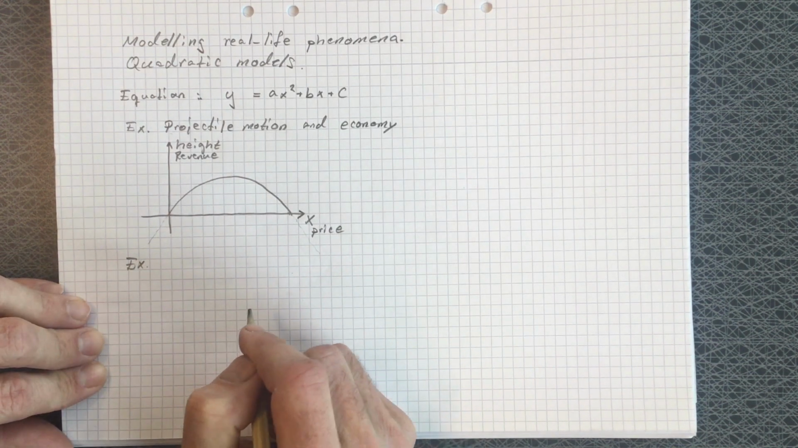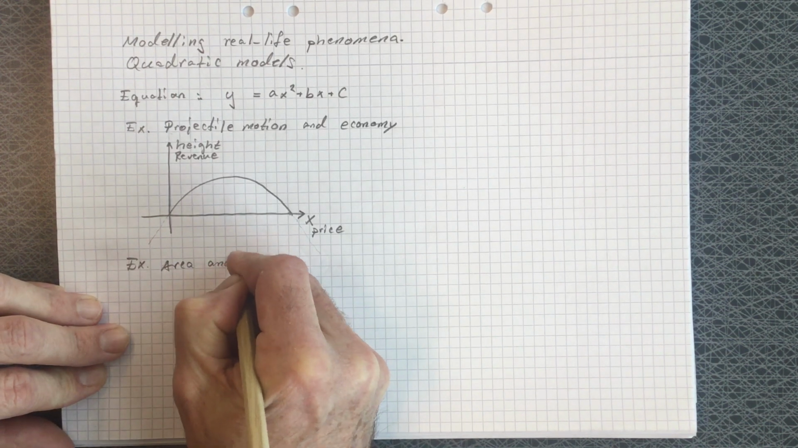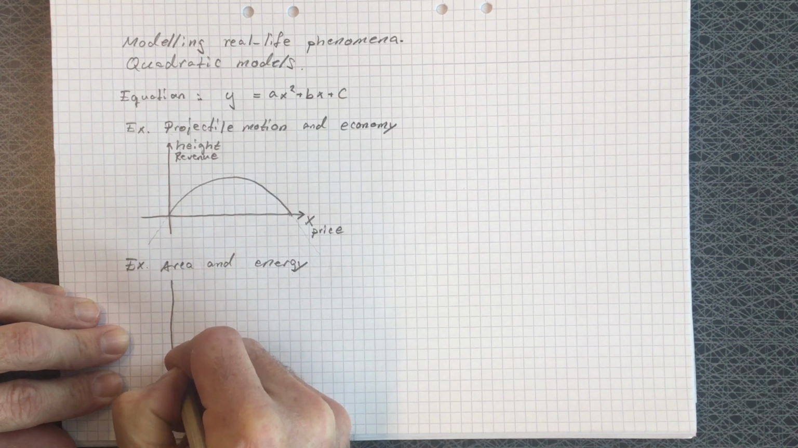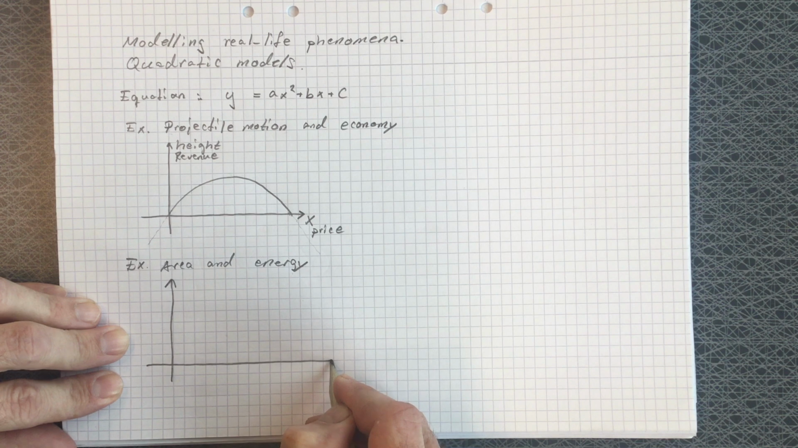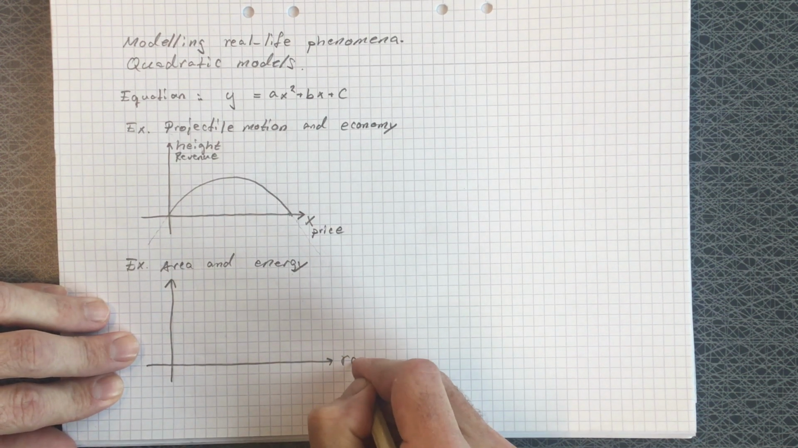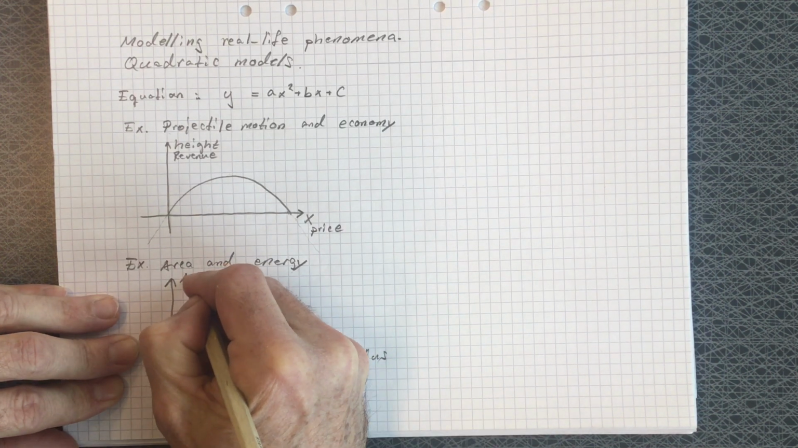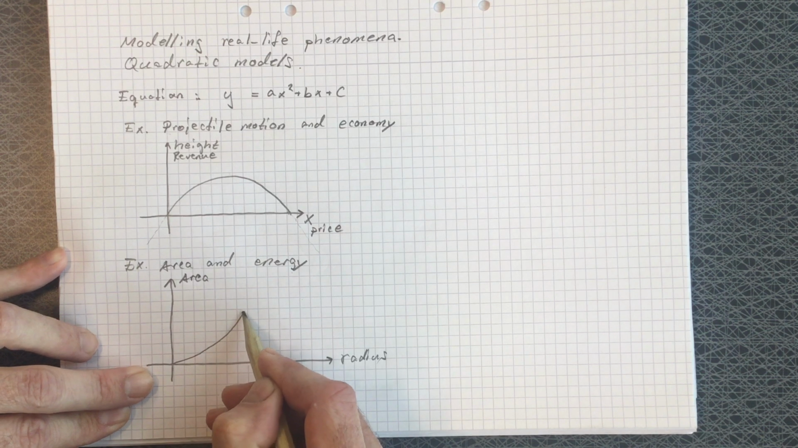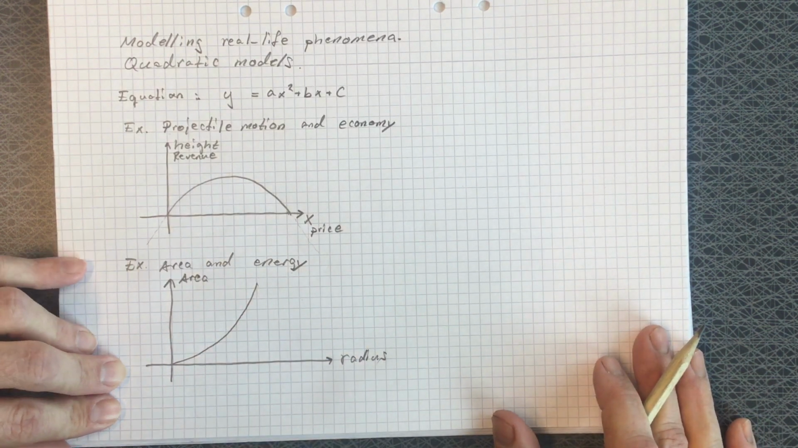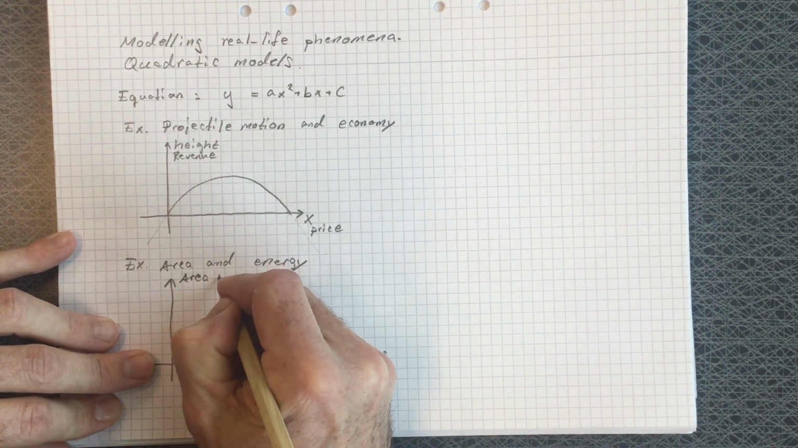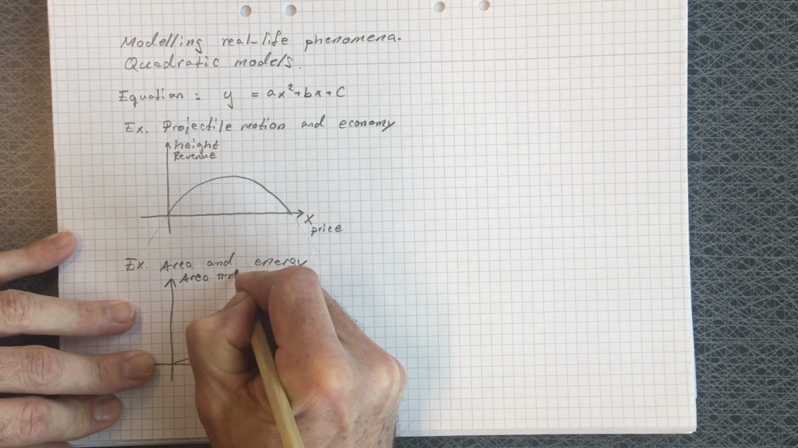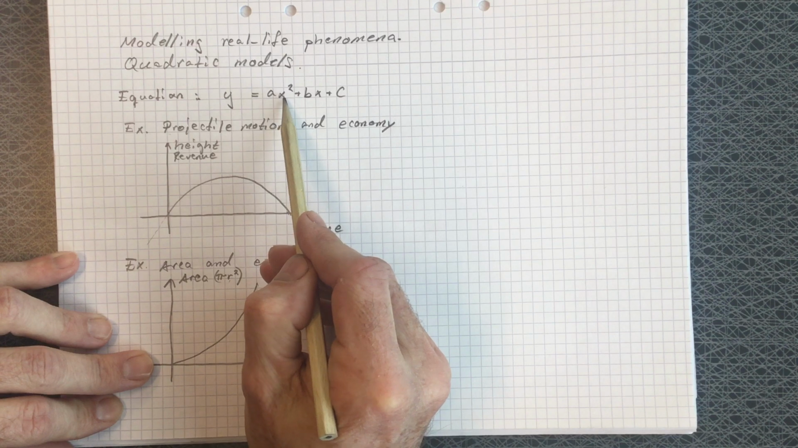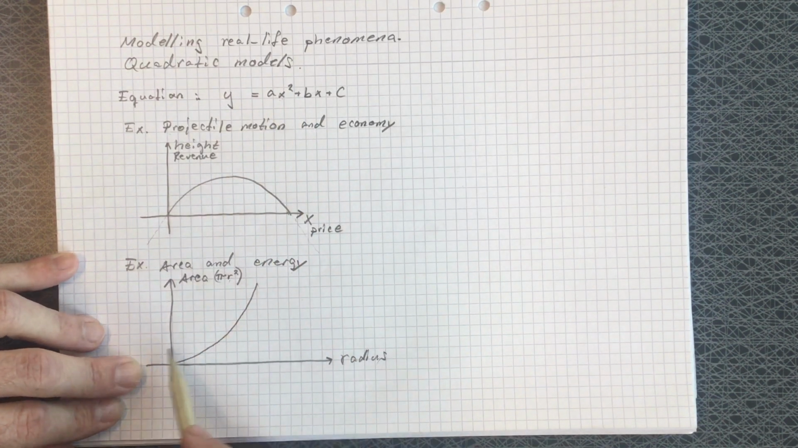Okay, let's look at area and energy. Okay, we have the same diagram like this. Now, if we have the radius of a circle and the area of a circle on the y-axis like this, then the area of a circle will increase with the radius something like this. Because the area of a circle is calculated with pi r^2. You understand this formula for the area of a circle. And r now is our x in this case, and we square it. And then it looks like this.